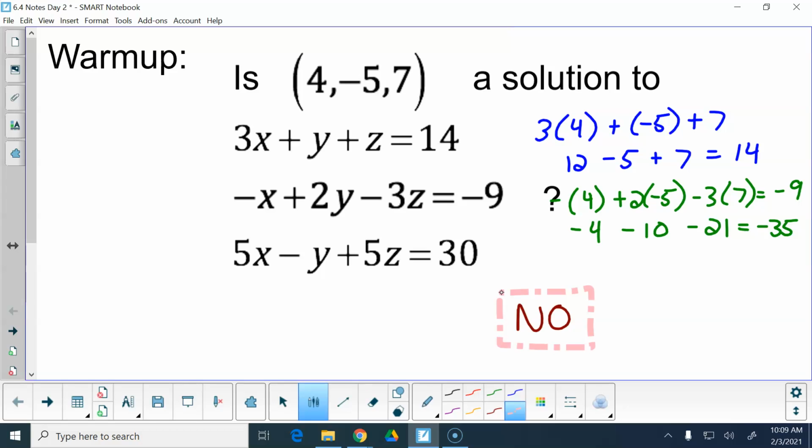The third one wouldn't have worked also because we would have gotten 25 plus 35 is 60. We've got 60 equals 30, and that doesn't work. Okay? Love it.